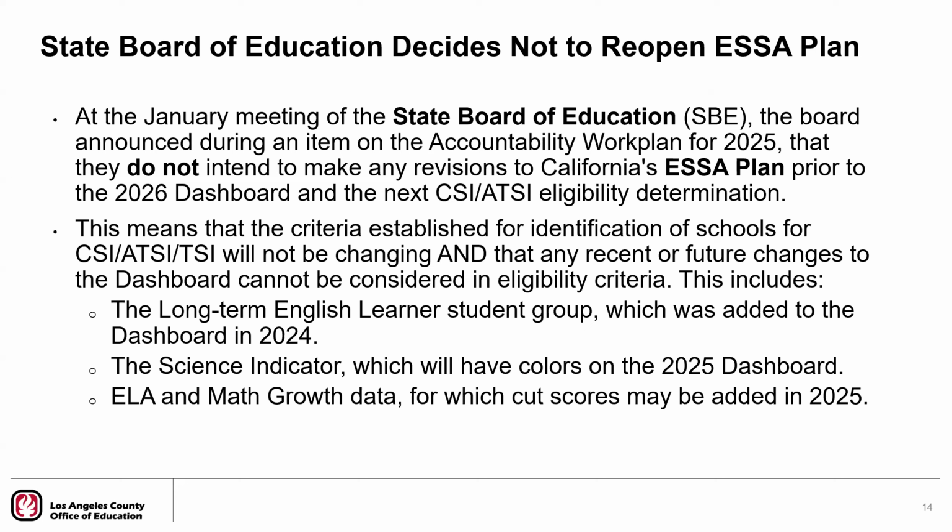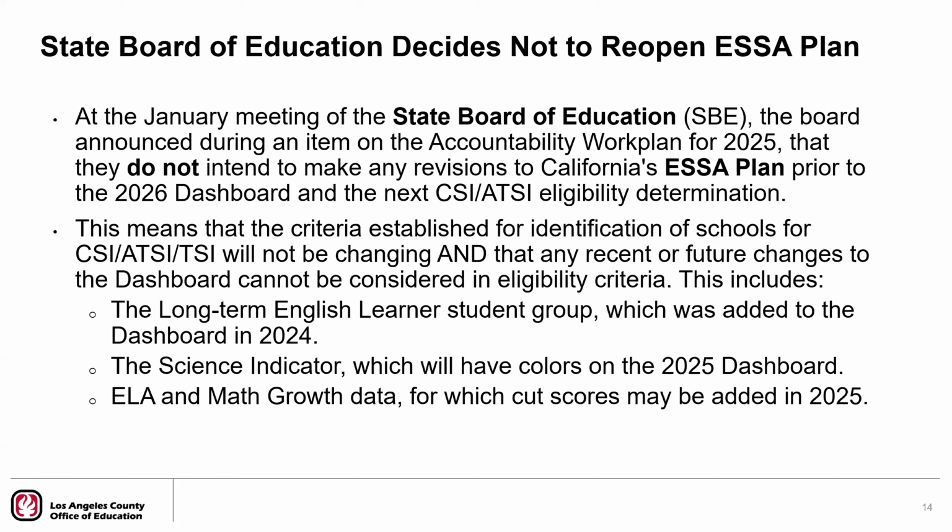But more importantly, there are some new things and new changes to the dashboard that you probably are familiar with that weren't in the original state's ESSA plan, and they may change. They may be used for the identification for differentiated assistance for school districts, county offices, and charter schools, but they won't be used for the identification of schools for CSI, ATSI, or TSI. And you may even wonder, we have these student groups, why aren't they being identified? That's because they weren't identified as part of the state's ESSA plan, and they're not going to be included, at least for a few years, until they decide to reopen it.